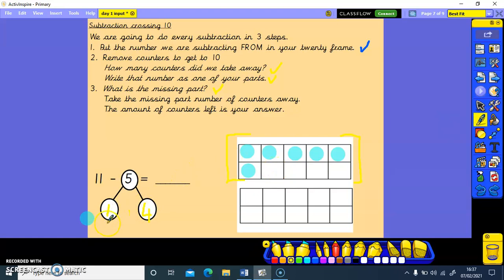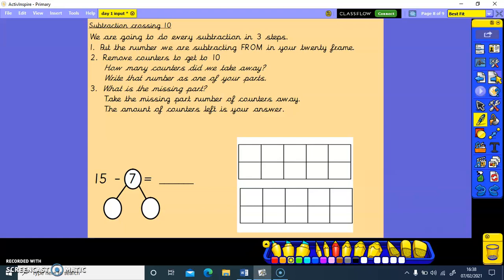Brilliant job. I've taken away this part, I've taken away this part, which means I've removed my 5. So now all that's left is counting. Count with me. How many is left? 1, 2, 3, 4, 5, 6. So 11 take away 5 equals 6. Fantastic, guys. You're doing really well. Okay, brushing them off. Let's do this last one together so I know you are ready to rock and roll.